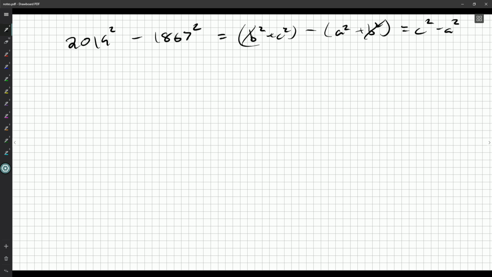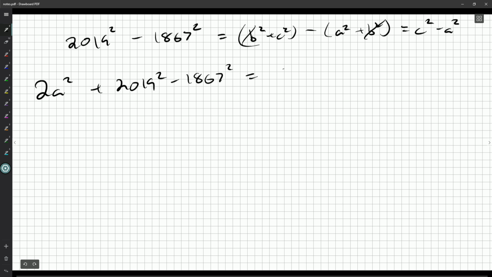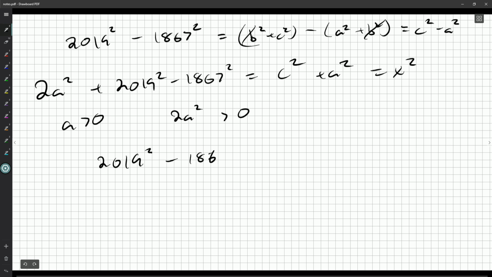2019 squared minus 1867 squared is b squared plus c squared minus a squared plus b squared, so the b's cancel out. So c squared minus a squared, which if I add 2a squared to both sides, should be c squared plus a squared, which is x squared. Again, a has to be positive, so 2a squared has to be positive. So I definitely know for a fact that x squared has to be greater than the difference of these two squares. And we can work that out as well.